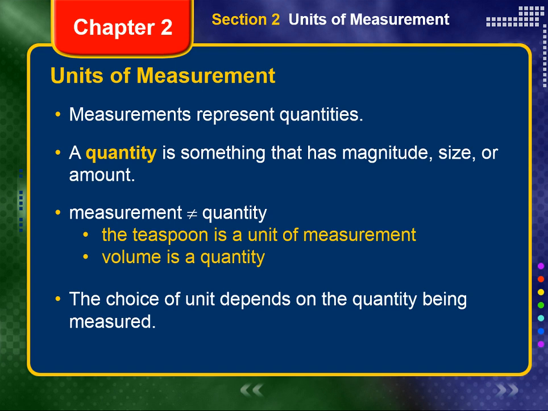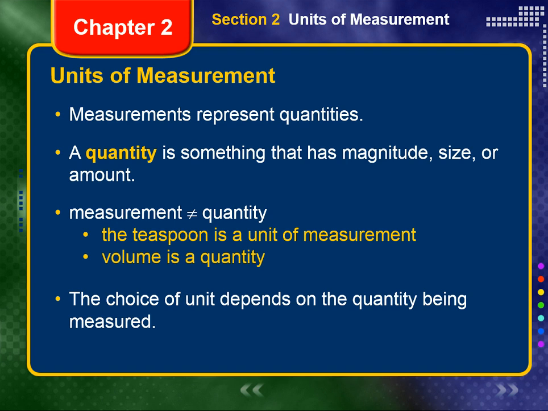Measurements represent quantities. A quantity is something that has magnitude, size, or amount. A quantity is not the same as a measurement. For example, the quantity represented by a tablespoon is volume. A tablespoon is a unit of measurement, while volume is a quantity. A tablespoon is a measurement standard in this country.